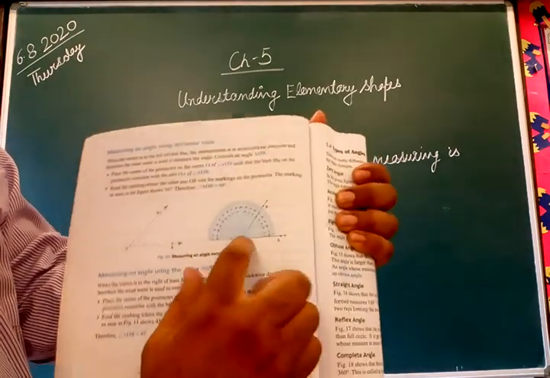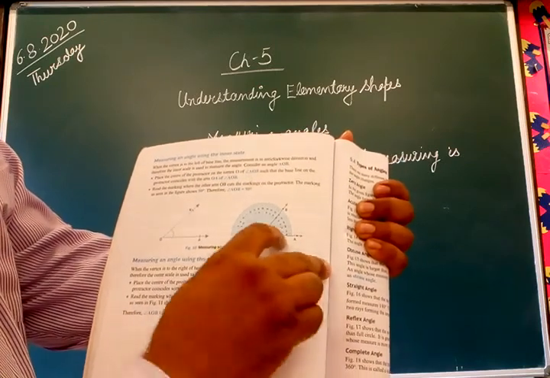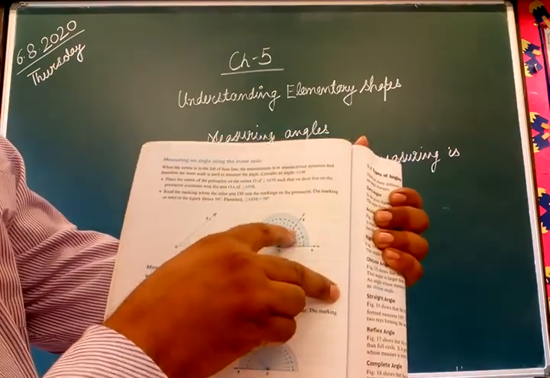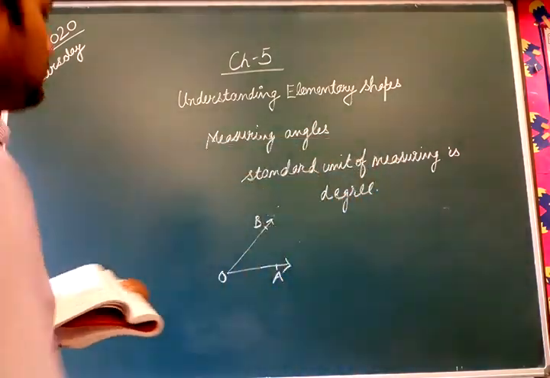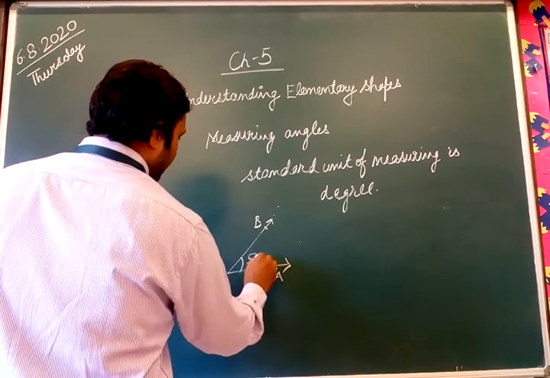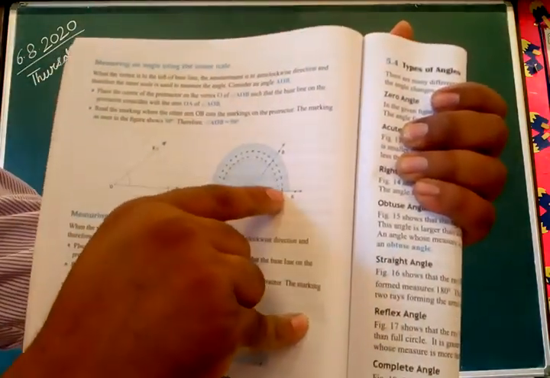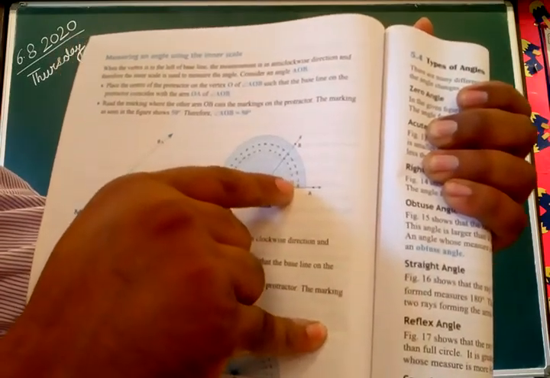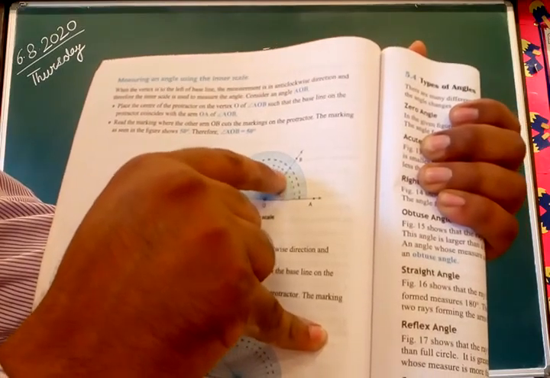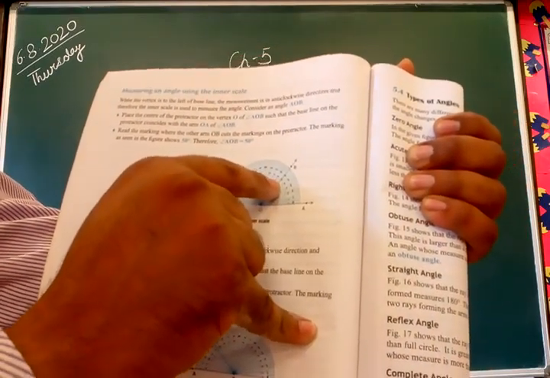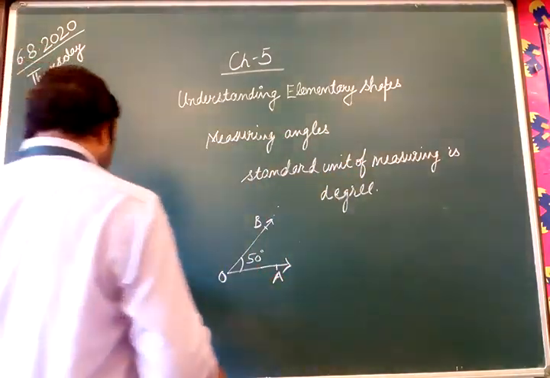You have to place this angle over this center, and now you can easily measure with the help of the inner scale. This is the inner scale. This angle meets at 50. So this angle is equal to 50 degrees because we have measured along the inner line. This angle cuts at this 50 degree mark on the protractor. So angle AOB is 50 degrees. So this is the inner scale.